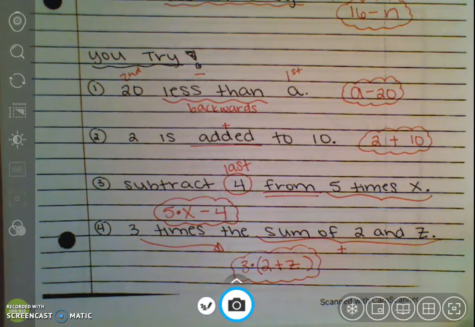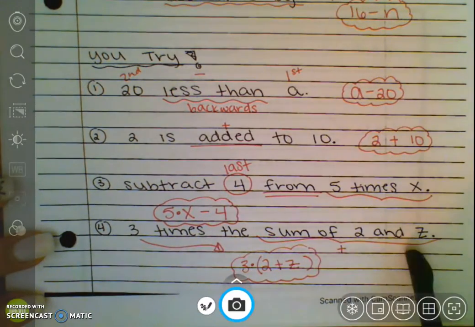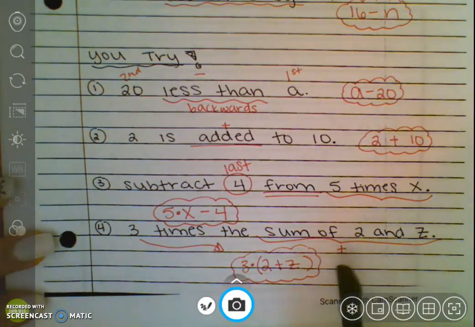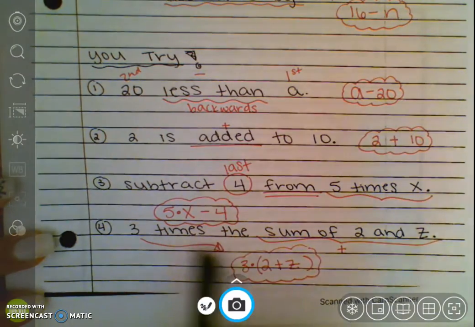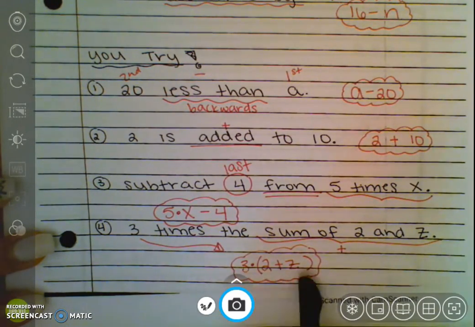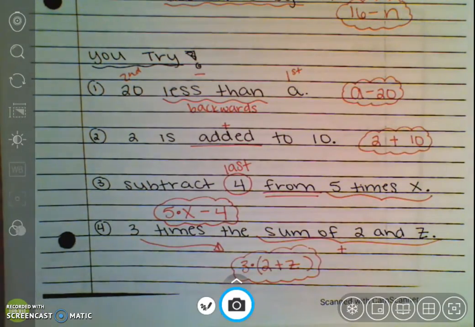And then number 4 says 3 times the sum of 2 and z. So it means 3 is being multiplied by all of this. So I put the 2 and z together, which is the 2 plus z part, and the 3 times all of that, which is why I put it in parentheses. So that one was a little hard, so you might have forgotten to put parentheses around it.